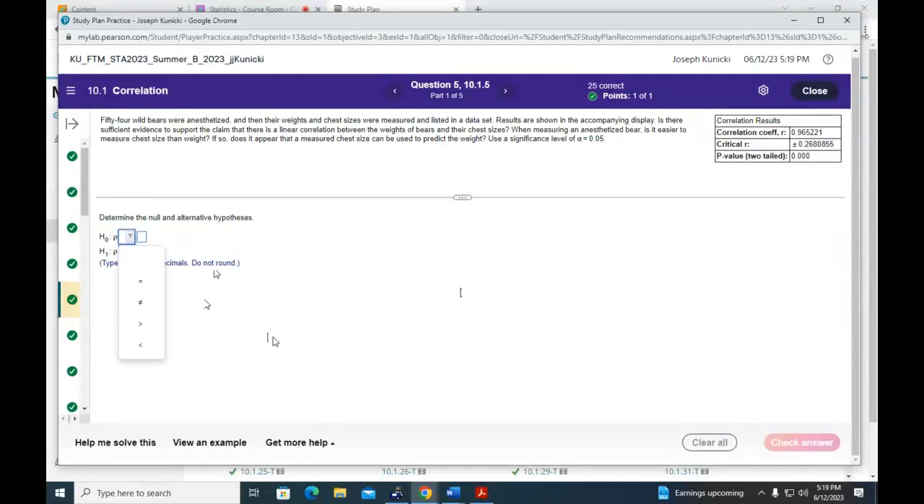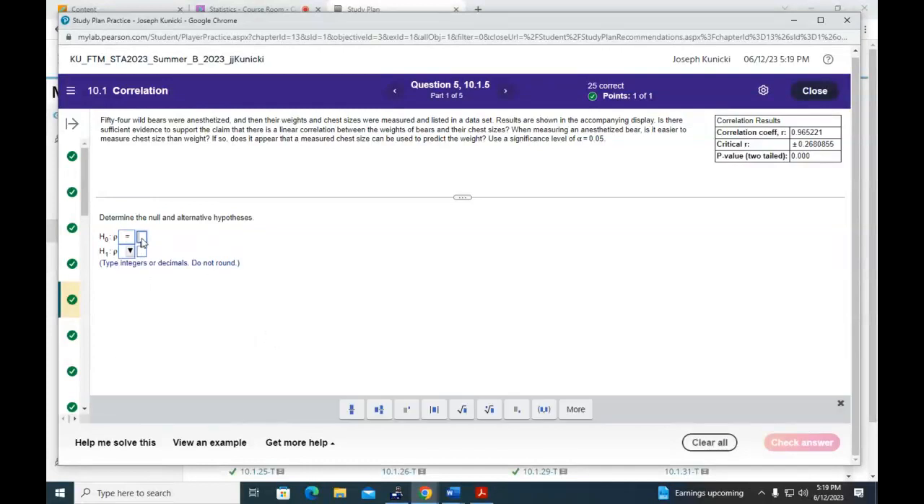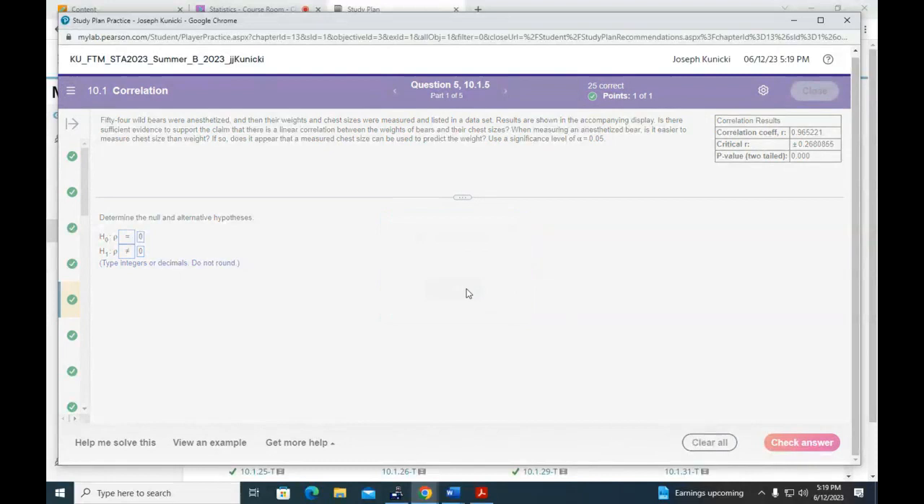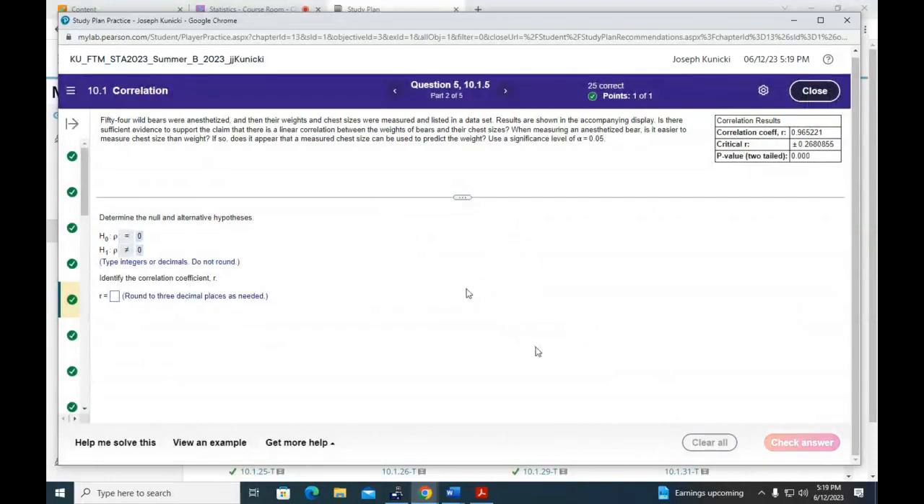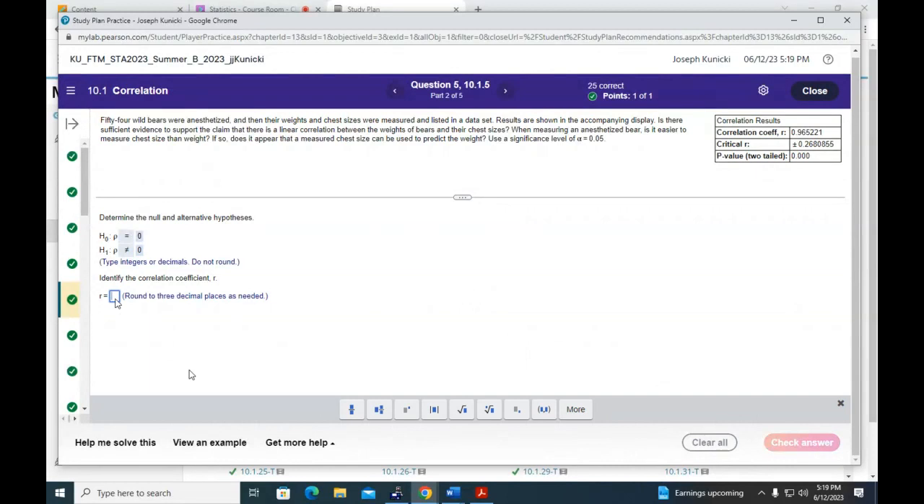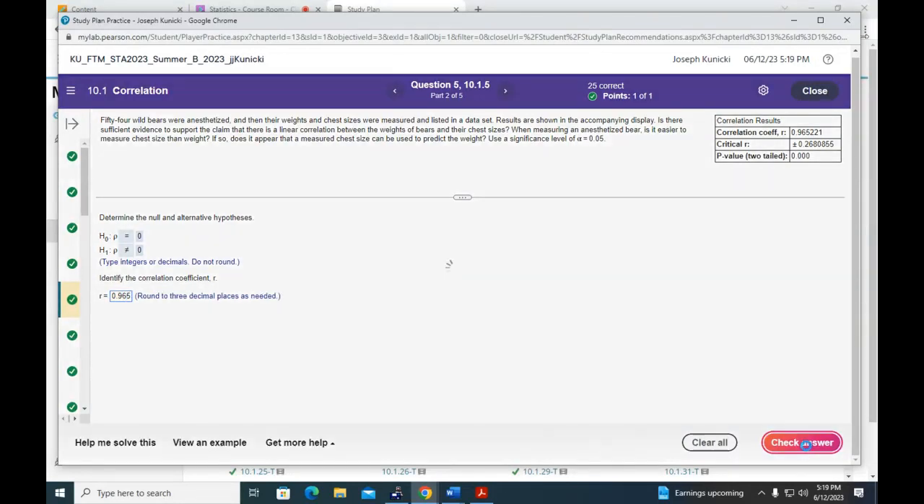So for this one, you just write rho equals 0. And this is the alternative. This is the claim that there is a correlation, which means that rho is not equal to 0. Identify the correlation coefficient. Is it obvious? Which one is it? Yeah. No. The correlation coefficient is 0.96522. Just 3 decimals.